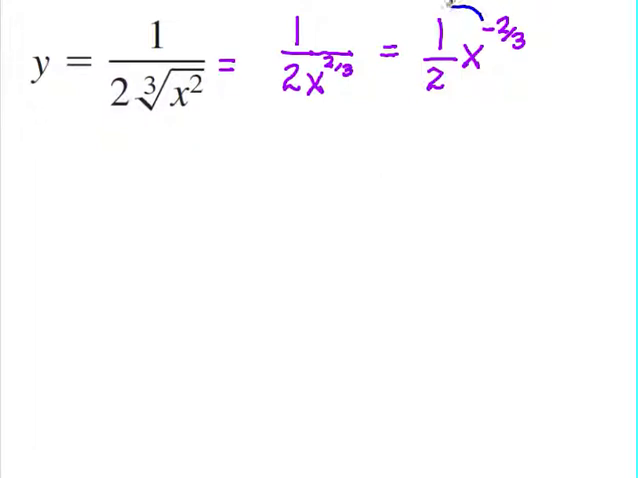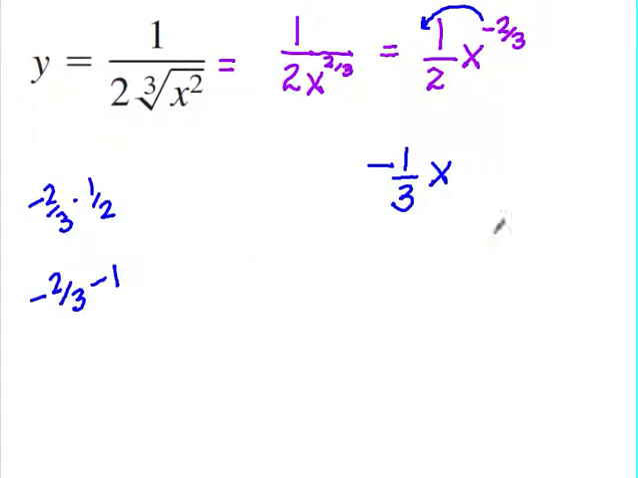Move the negative 2/3 around front. So what is negative 2/3 times 1/2? So negative 2/3, here we go, times 1/2, folks. Yep, you get negative 1/3 x to the negative 2/3 and negative 1. What do you get? Negative 5/3.